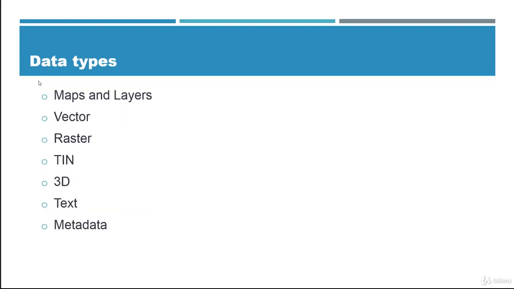And also the other main part is data. Data is another main component of a GIS system. Data perhaps is the most important component of a GIS. A GIS can integrate spatial and non-spatial or attribute data. Some of the data types in a GIS include maps and layers. It also includes vector and raster data, and also TIN and 3D data, text, and metadata. So these are all the data types that you encounter in a GIS, or Geographic Information System.